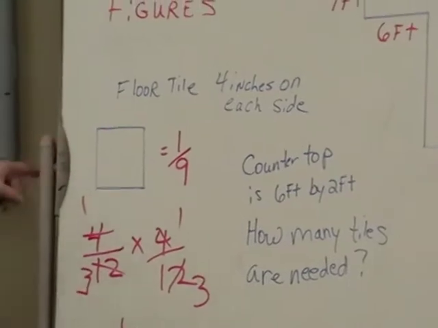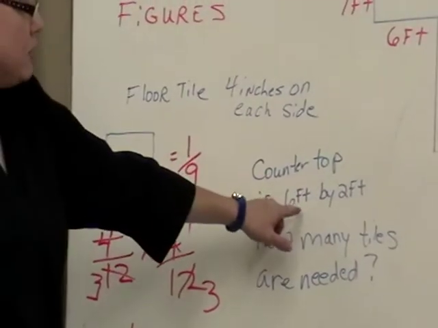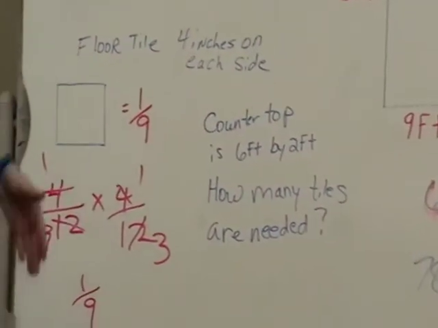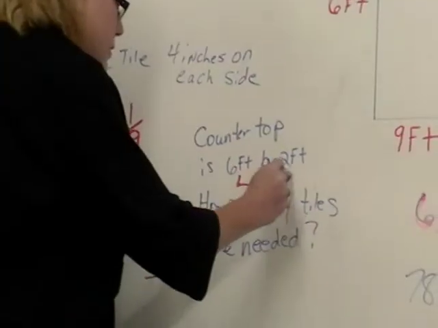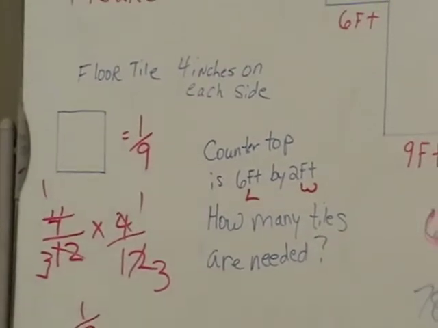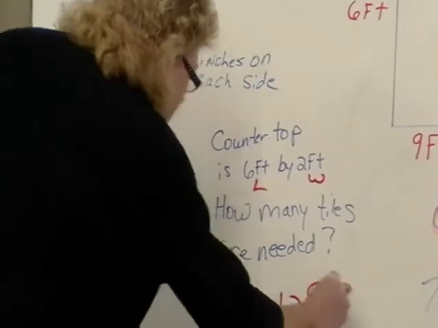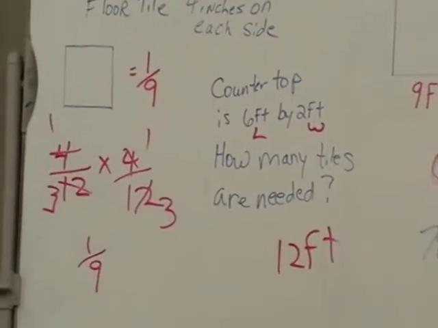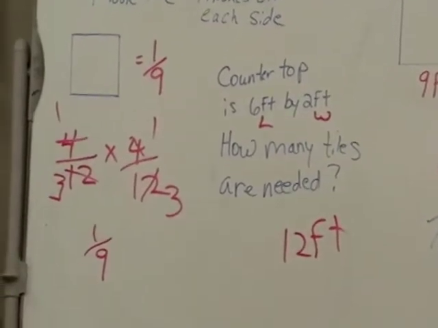Now we're dealing with feet. Okay? How do you get the area of a countertop that is 6 foot by 2 foot? That's just a rectangle. Length times width. What's 6 times 2? 12. We got 12 feet. But we're dealing with inches. So how in the world are we going to divide that into 12 feet? Anybody got any ideas?